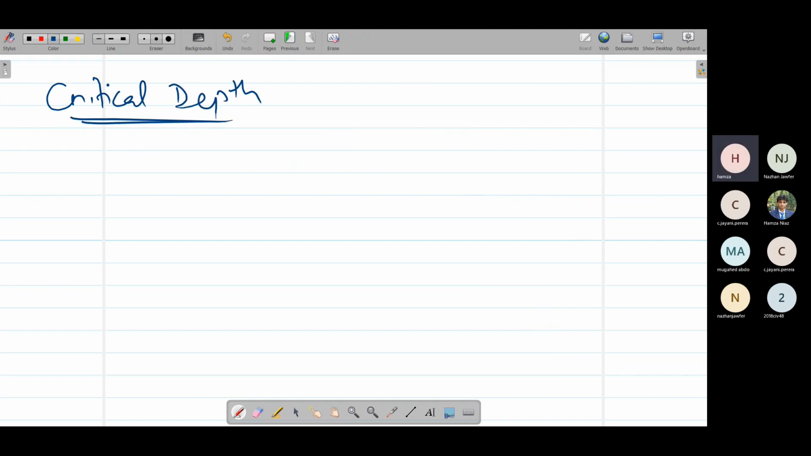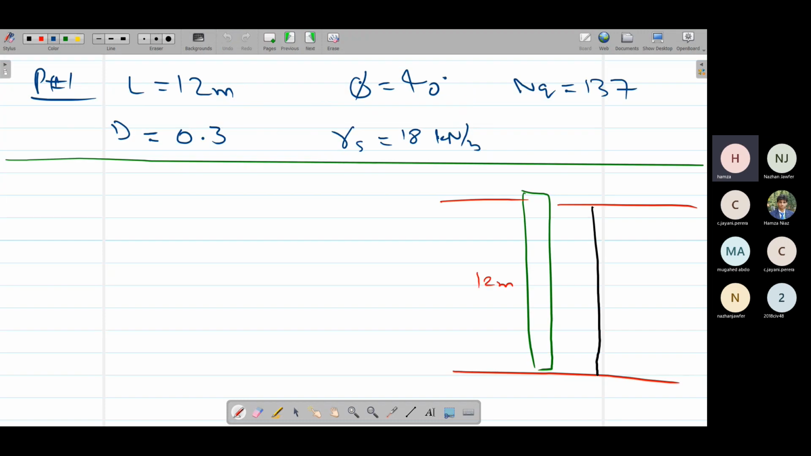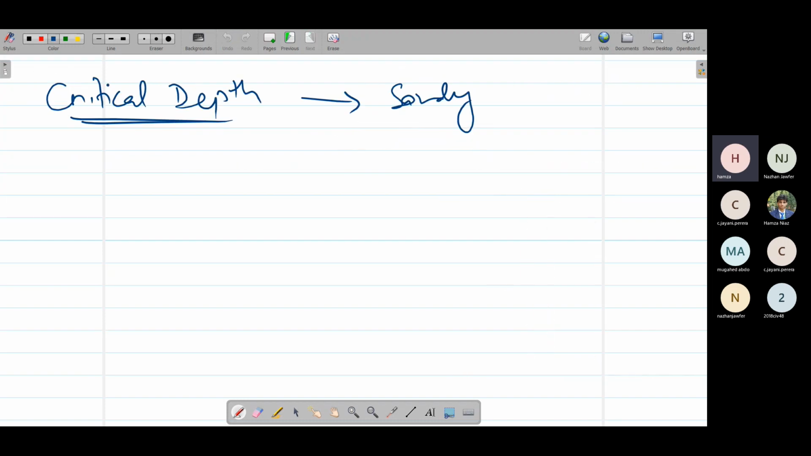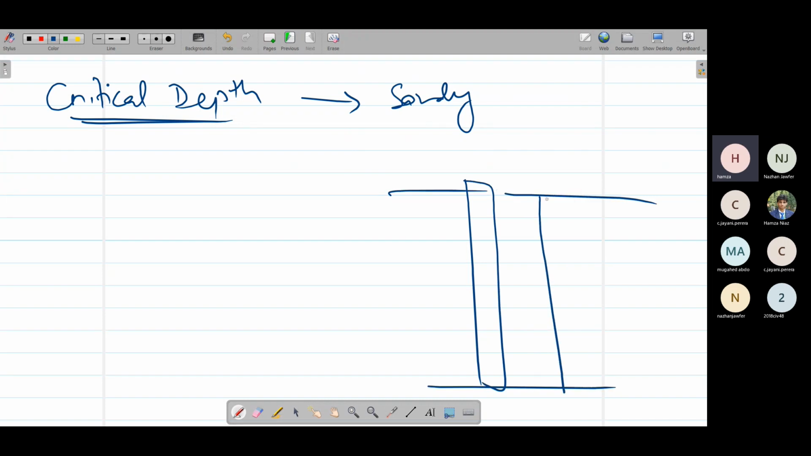Critical depth is only applicable for sandy strata. What this critical depth concept says is that for a pile, the overburden on the pile does not linearly increase till the bottom. Actually, it increases up to a certain depth. We call this depth the critical depth LC, and after this depth the overburden pressure becomes constant. So this is the critical depth concept.